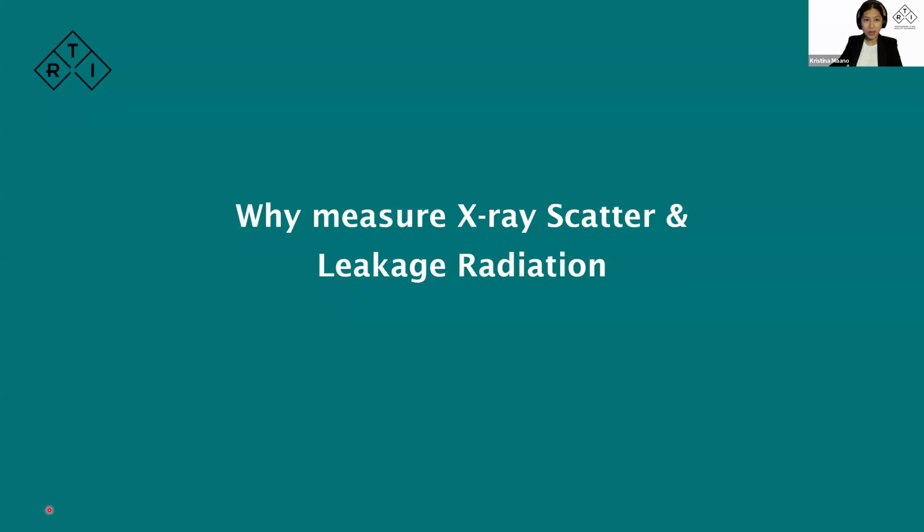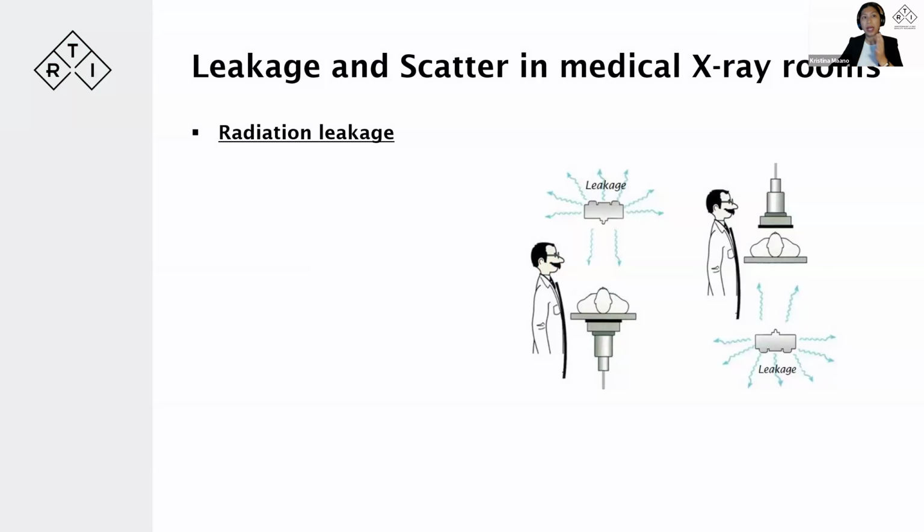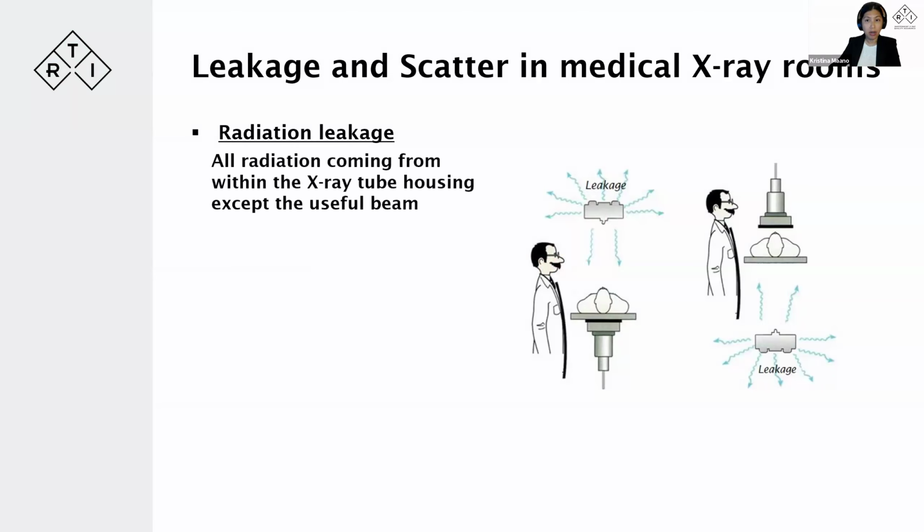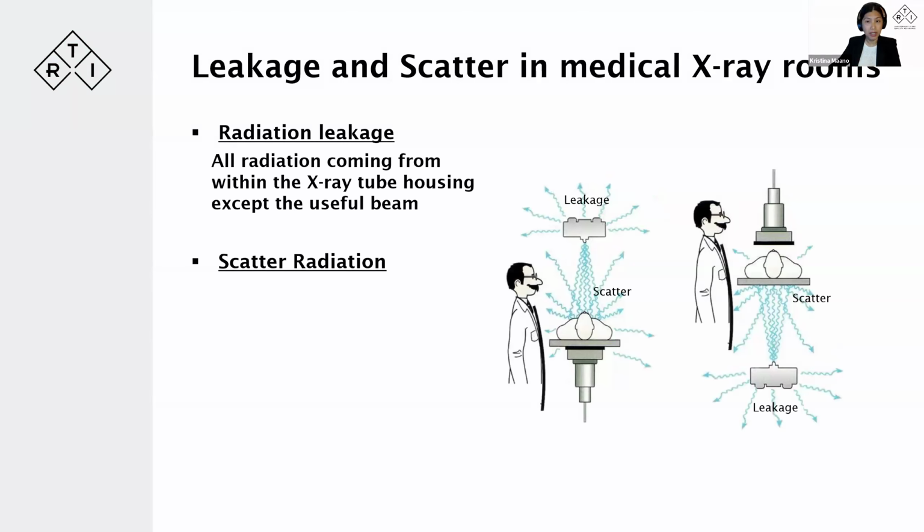So our key topic for this webinar is measuring leakage and scatter radiation in the context of the diagnostic X-ray imaging environment. As Erik said, I am here to help lay the foundation for the topic today, and so we're going to do some terminology review. First off, radiation leakage. What do we mean by radiation leakage? Radiation leakage is all the radiation that passes through the protective tube housing, with the exception of the useful primary beam.